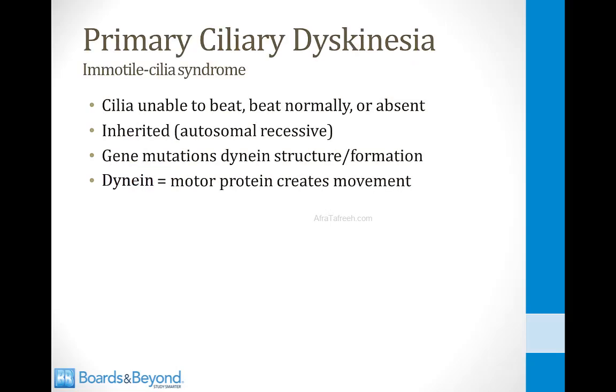So Kartagener syndrome is part of a group of conditions called primary ciliary dyskinesia. It's also called the immotile cilia syndrome. People who have this problem have cilia that are unable to beat normally, or they may even be absent altogether. It's inherited, usually in an autosomal recessive fashion, and all the gene mutations in these syndromes involve a protein called dynein. Either the structure or formation of dynein is abnormal. And dynein is a very important motor protein that creates movement.